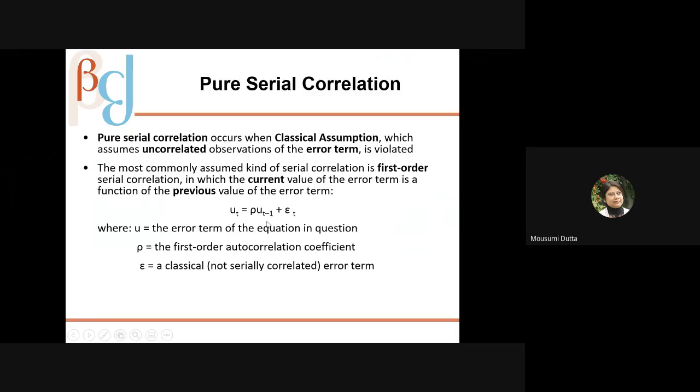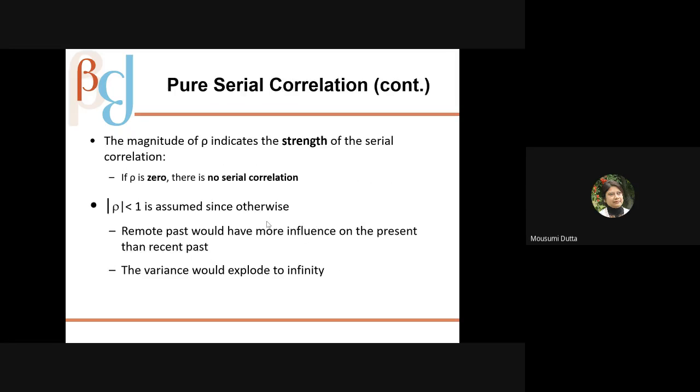Ut is equal to rho ut minus 1, so it is a function of ut minus 1, plus a random component epsilon t, where epsilon is a classical error. Epsilon is a classical component. It will follow all the properties of classical error.